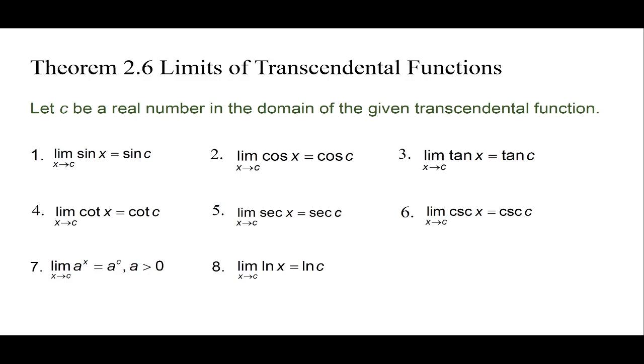Some more rules for the limit of a trigonometric function. As you can see here, c is a real number, and then the limit of a trigonometric function, for example sine x, cosine x, tangent x, cotangent, secant, and cosecant, is just replacing the value of x by that limiting value. So two more things. If you are interested in finding the limit of a to the power x when x approaches c, just replace this x by c. But that only works if a is positive. Second one, the limit of the natural logarithmic function is just replacing that x by c.